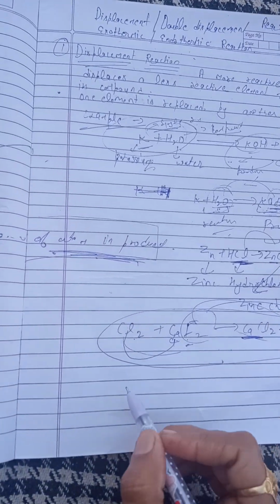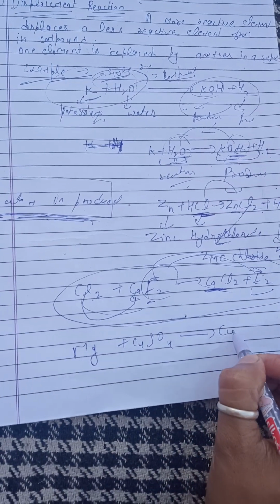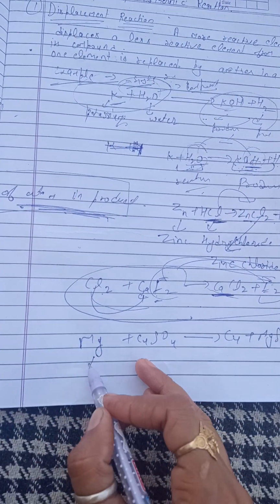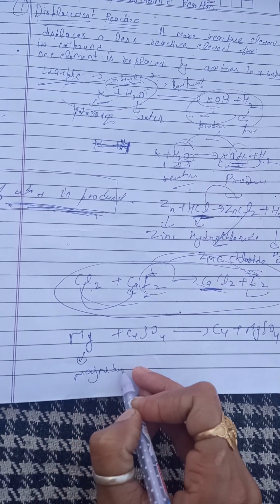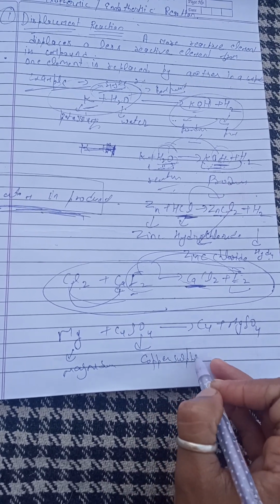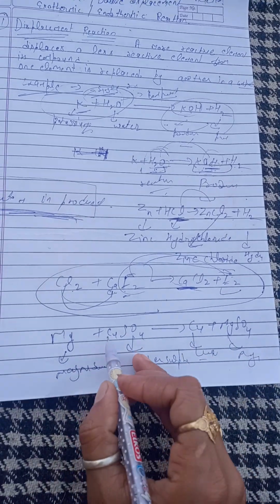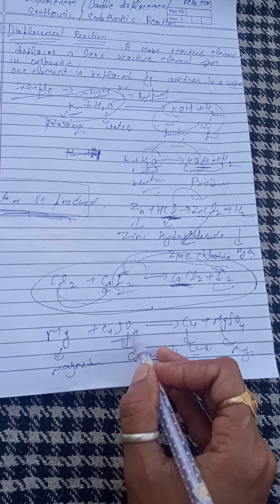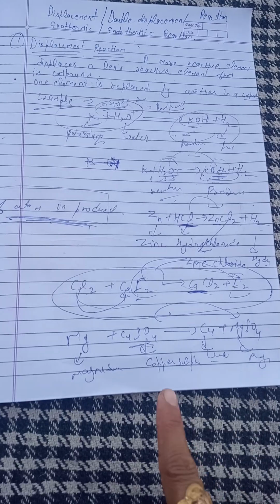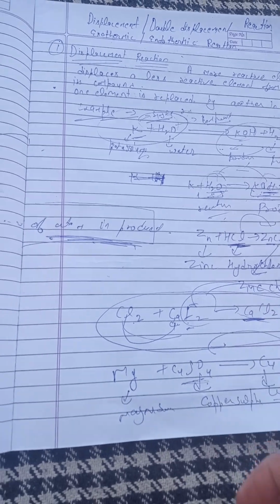Then in the same way, we can say that another example is magnesium plus CuSO4 gives Cu plus MgSO4. Here Mg is the magnesium and CuSO4 is the copper sulfate, then it gives the copper plus magnesium sulfate. It means we can say that when a more reactive element displaces a less reactive element, then it is called the displacement reaction. So first of all, we know about all the details.